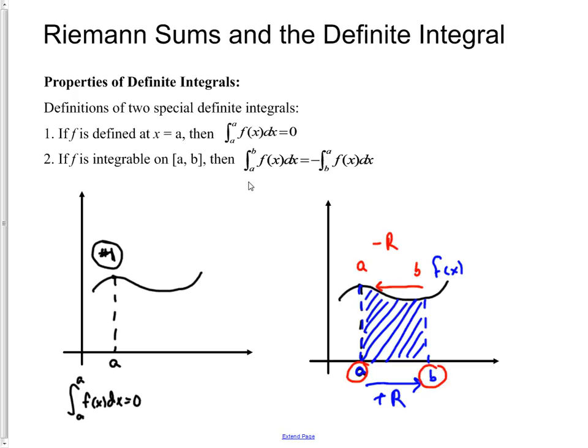So we say that the limits are lower and upper limits. If they go in one direction from a to b, where a is less than b, then it will be the opposite of that interval going from b to a. So we have a positive in one direction, negative in the other.